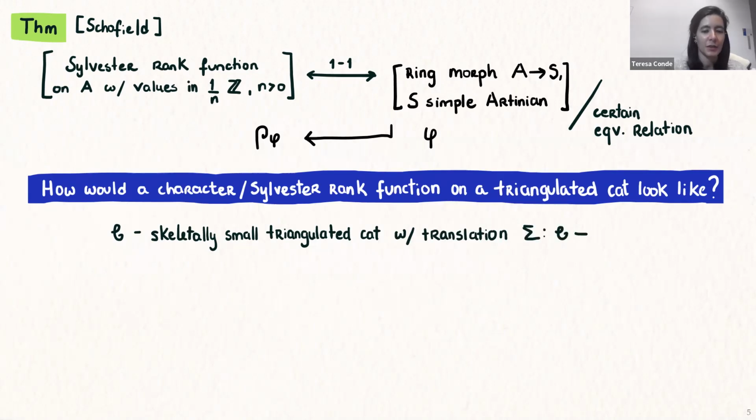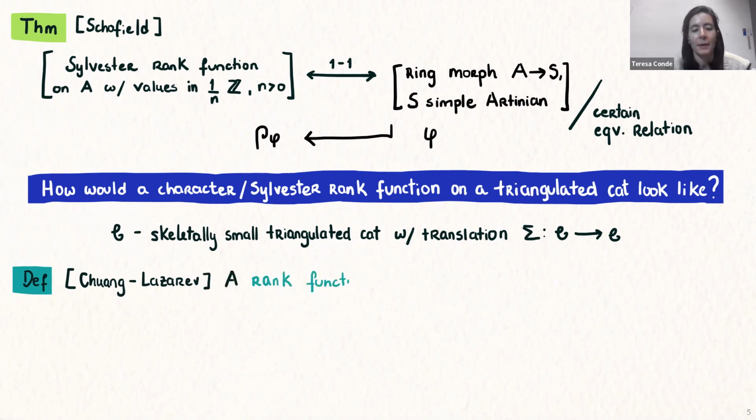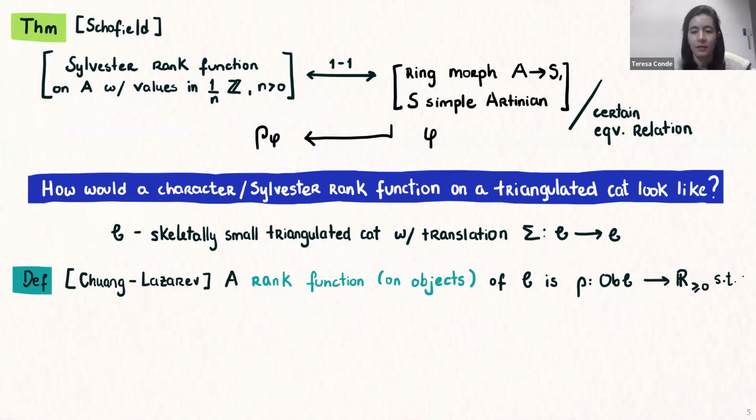Okay, so let me just fix some notation. From now onwards, C is going to denote a skeletally small triangulated category, and we are going to denote the translation functor by sigma. So a rank function on a triangulated category C, or better said, a rank function on the objects of the category C, is, as before, simply a function from, of course, the objects of C to the non-negative real numbers, such that a couple of axioms are satisfied.